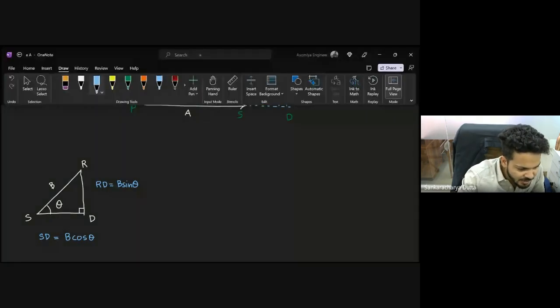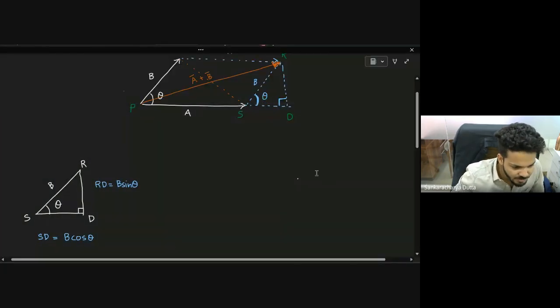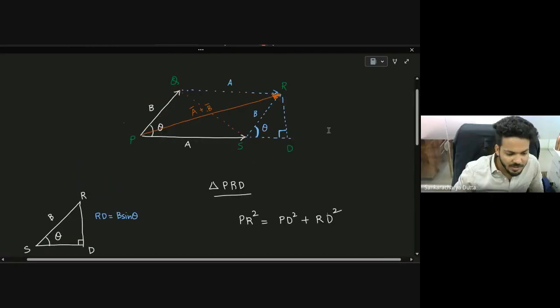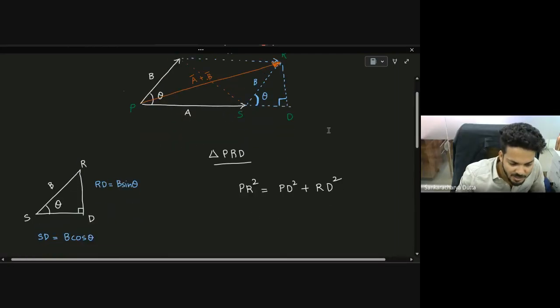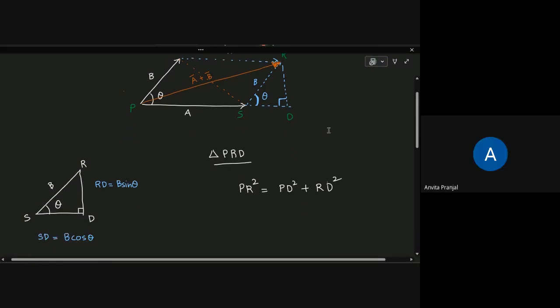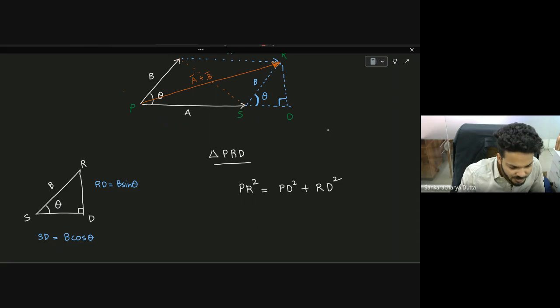So all these values I have written. Now consider the triangle PRD. Tell me whether I can write PR square is equal to PD square plus RD square. Pythagoras theorem. Can I write this in the PRD triangle? Yes, sir. Okay. So PR is what we are looking for. This is essentially the magnitude of A vector plus B vector, squared. Okay. How much is PD?